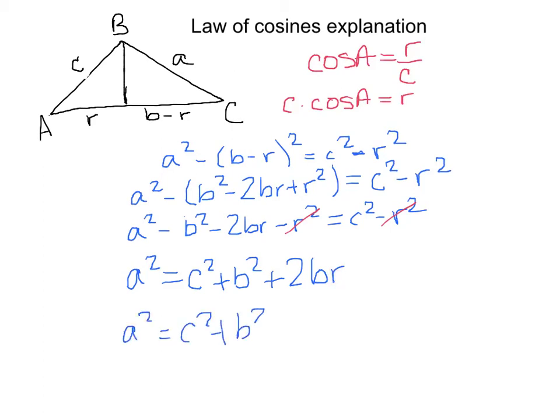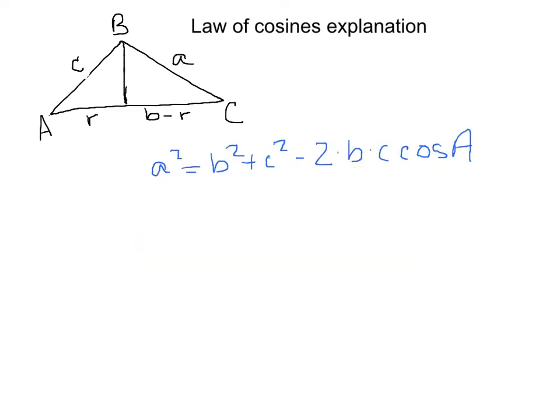plus b squared. Oh, I'm sorry. This should be a minus because that should be a plus. Does that make sense? That's my fault. Distribute the minus. You get a plus, and then when you move it to the other side, you get a minus. I apologize. Minus 2 times b, substitute in c cosine a. So here's what we have at our final product.